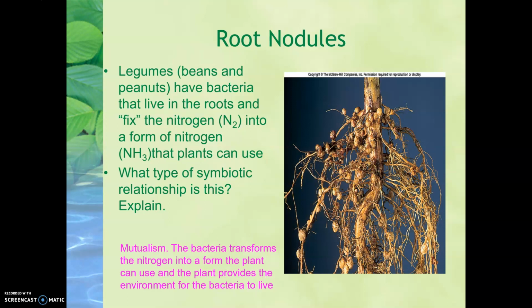Now, thinking back to the last couple weeks, we just learned about something called ecological relationships. This bacteria and plant have a symbiotic relationship. In this situation, the bacteria and the plant are both getting something good. So this would be an example of mutualism. The bacteria transforms nitrogen into a form that the plant can use. So the plant is benefiting by getting nitrogen. And then the plant provides an environment for the bacteria to live. So the bacteria is getting safety and shelter. Both of these things are positive, so this would be considered mutualism.